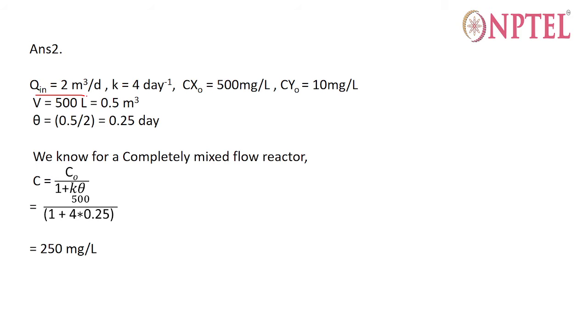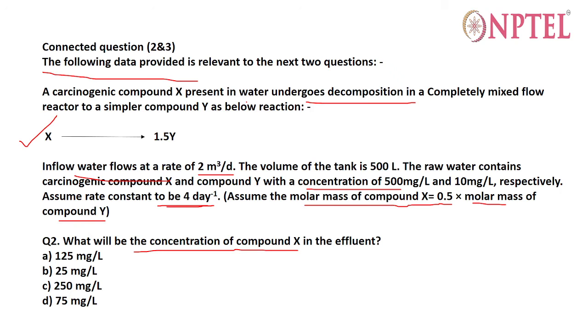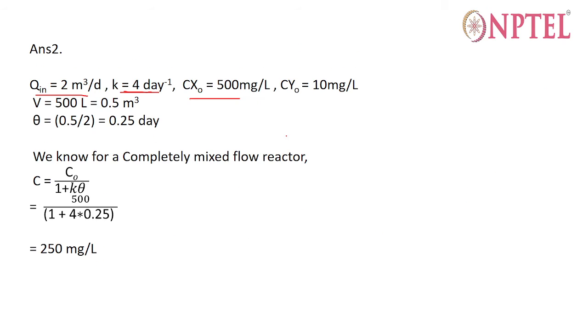So this is the inflow rate. It was given as 2 meter cube per day, and the rate of decay was also given as 4 per day. This is the rate with which X was converting to Y. And then the inflow concentration was given, that is 500 mg per liter for X and 10 mg per liter for Y. So here 0 means the initial one, you can check like that. That is the notation here. So this is for the Y concentration.